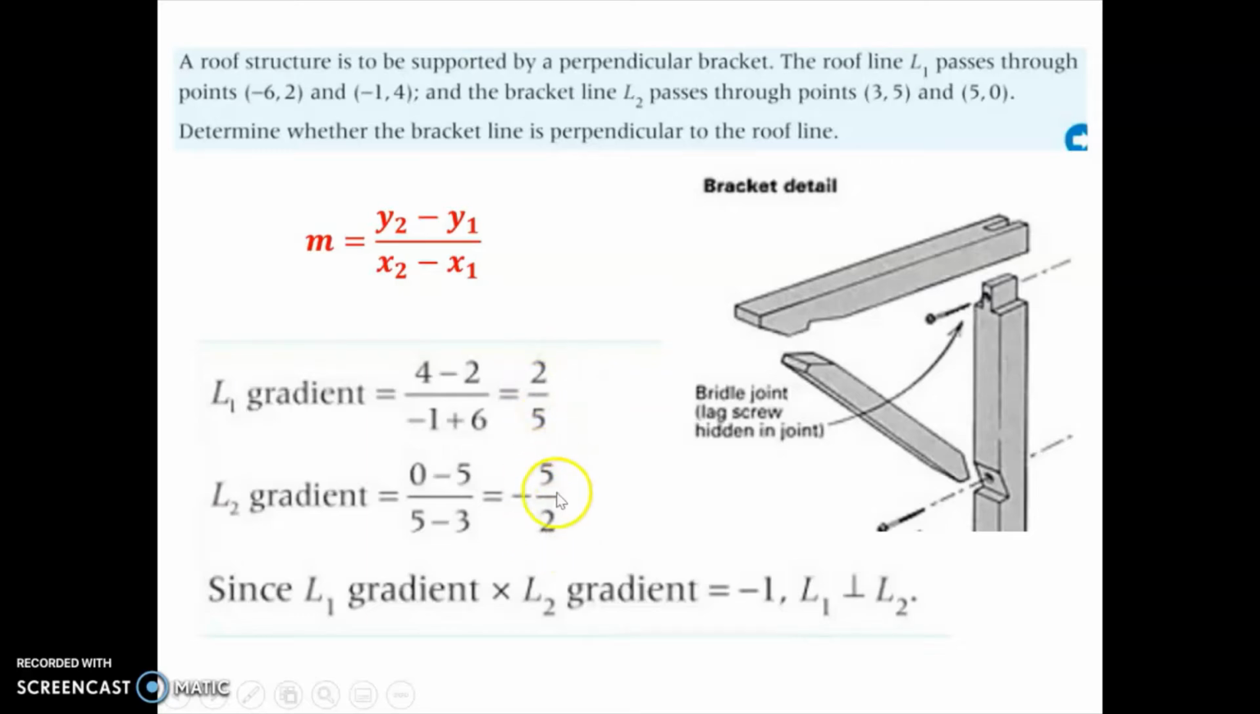Now, are those negative reciprocals? Yes. They are fractions that are flipped over versions of each other, reciprocal, and one is negative, one is positive. You can also double check by multiplying the two. Multiply these two, and it does indeed give a result of negative 1. Therefore, they are perpendicular. This symbol here means perpendicular.